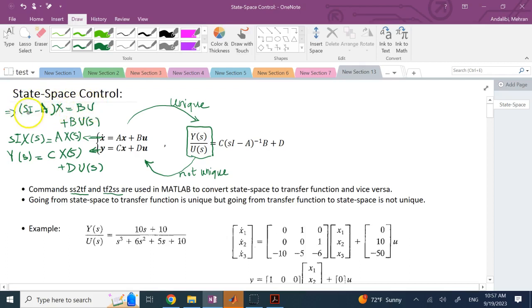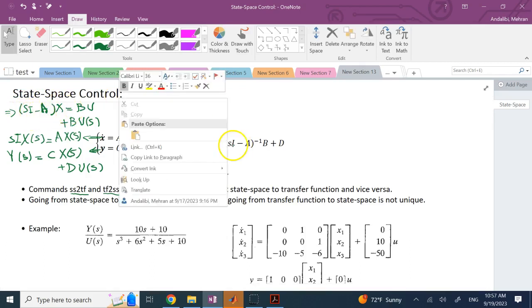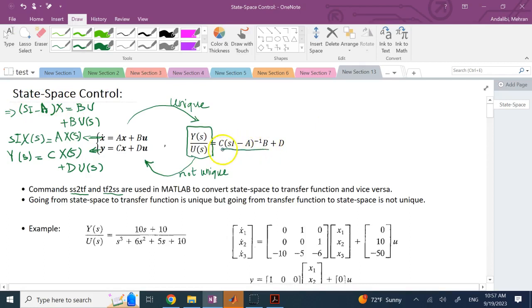So you multiply both sides by (sI - A) inverse, right? So it gives this here to be your X. X is going to be (sI - A) inverse times B times U. So that is your X, right?